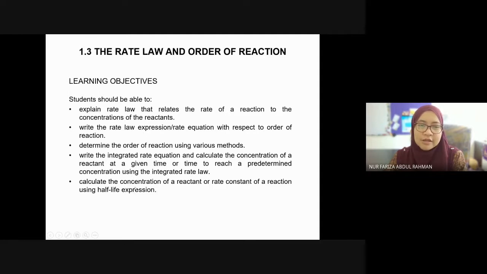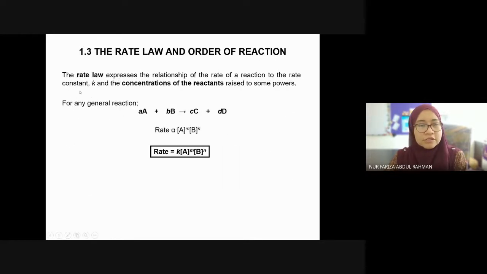So this is the one that confirm, I would say confirm, will be coming out in the exam. Okay. Make sure that you cover all of this learning objective. Okay. Moving on. Okay, so the rate law.